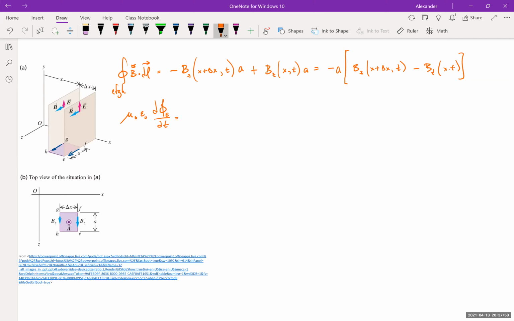Now, the electric flux through the loop. Suppose we again assume delta X is small enough that we can treat the electric magnitude as constant over the area, so that we can pull it outside the integral and write that we're talking about mu zero, epsilon zero, magnitude of the field, which points in the y direction, evaluated at X and T, times the area of the loop, which again is A delta X.